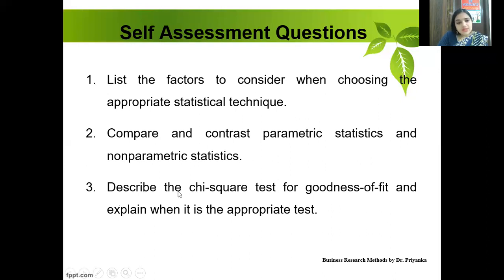Last is describe the chi-square test for goodness of fit and explain when it is the appropriate test. See here, both the things are mentioned, chi-square test as well as goodness of fit. But sometimes you get questions where either chi-square test is mentioned or goodness of fit is mentioned. You have to understand that they are talking about chi-square test.